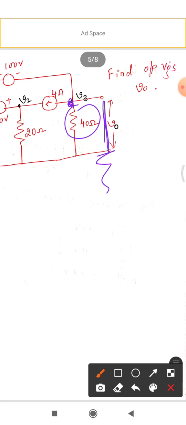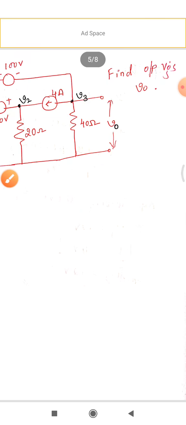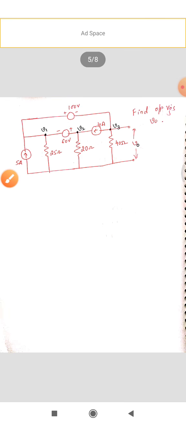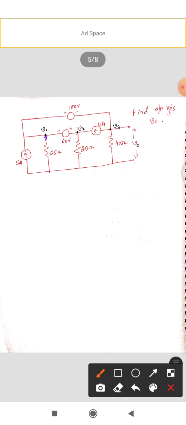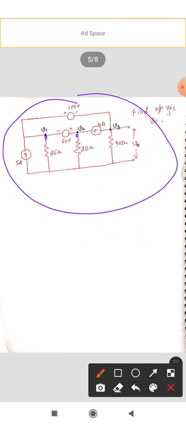We can observe this is a ground. If there is a voltage source, V3 would have taken that voltage source. Now V3 is equal to V naught, so we'll calculate it. Since they have specified V1, V2, V3, if not, we would have to identify them. Observe this network. At V1 you have one current source, one resistance and one voltage source, and another one is this voltage source. How many branches are there at V1?